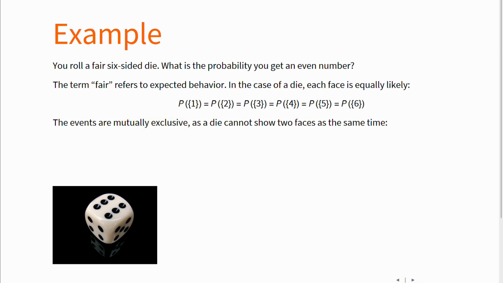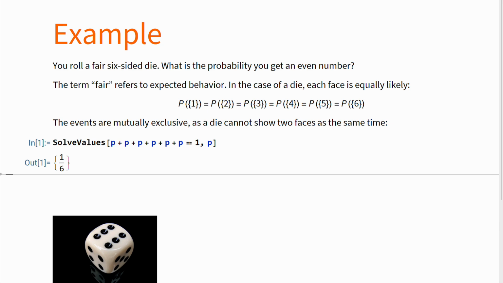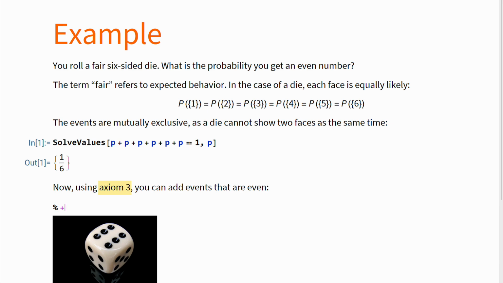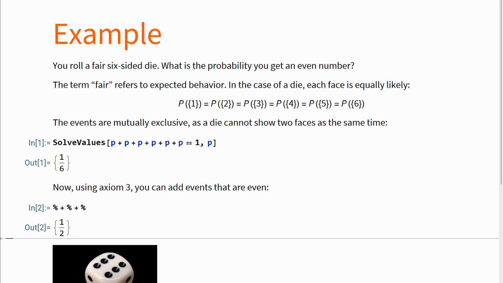So if P is the probability of getting a 1 and there are 6 mutually exclusive events that form the sample space, then solving the equation where the sample space probability is 1 results in P equal to 1 over 6. Using axiom 3, adding the probability of 3 mutually exclusive events, you get 1/2.